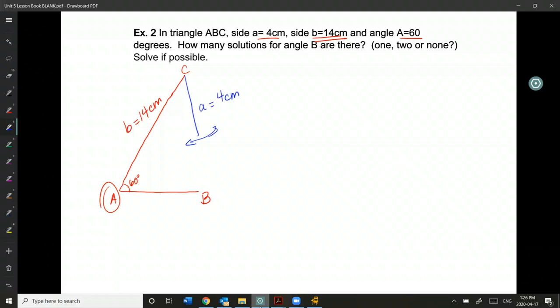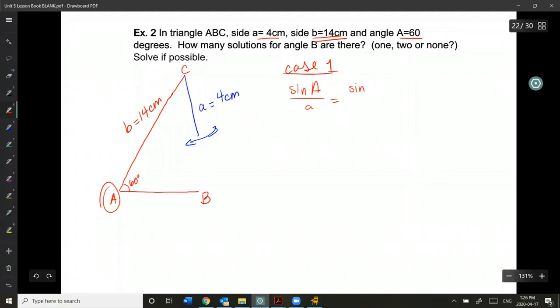All right, so what's going to happen when I try to sub this into my calculator? Let's say I go ahead and I try to solve for case number 1, where I have sine A on top, and side A on the bottom, and then sine B over side B. Here's what we have. Sine 60 over 4 equals sine B over 14. Now, just as we did before, what we need to do is multiply up the 14 on each side.